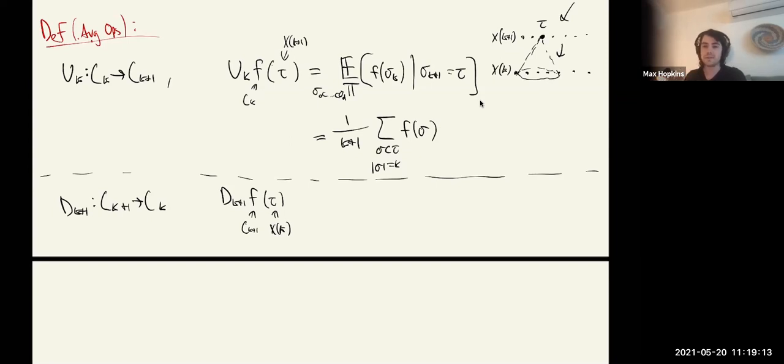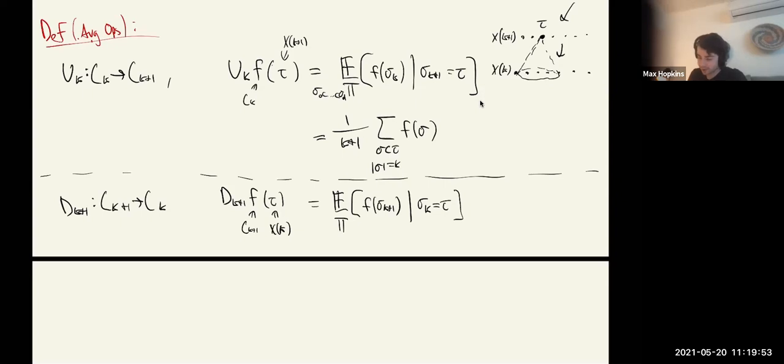One of the benefits of using the joint distribution is that you can really see the similarity between the up and down operators. They look a lot more similar than when you write out the explicit form, which is a little more complicated. This similarity will be very useful in the next proposition that we prove about the up and down operators. This is also just a joint expectation, but in the opposite direction: the joint expectation of f(sigma_{k+1}), given that sigma_k is equal to tau.